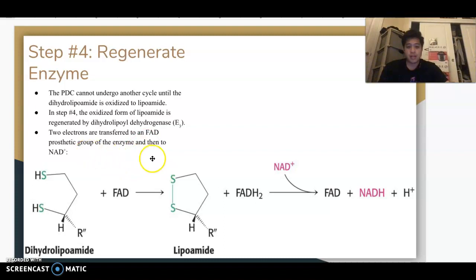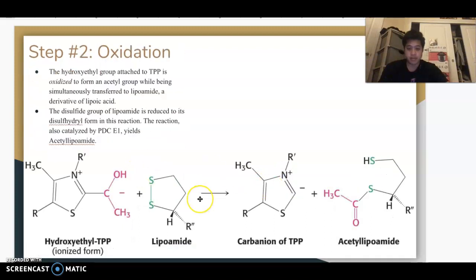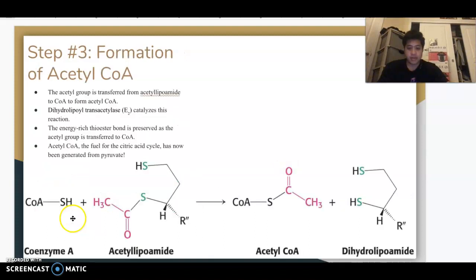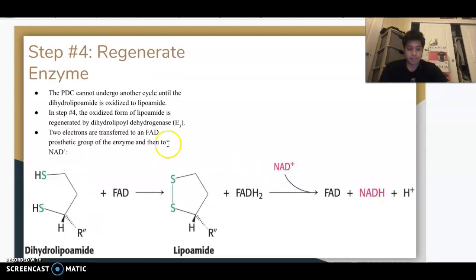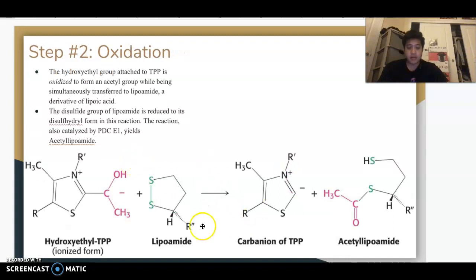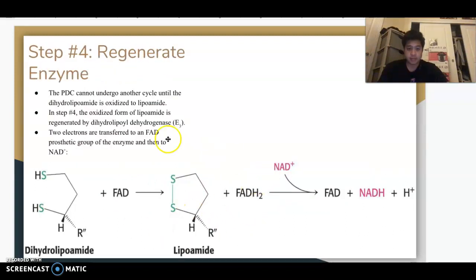In that fourth step, the dihydrolipoamide, which was generated right over here, reacts with FAD to form lipoamide. And with that lipoamide, if you recall, we can undergo step 2 again. Two electrons are also transferred to an FAD prosthetic group of the enzyme, and then to NAD+, which forms NADH.